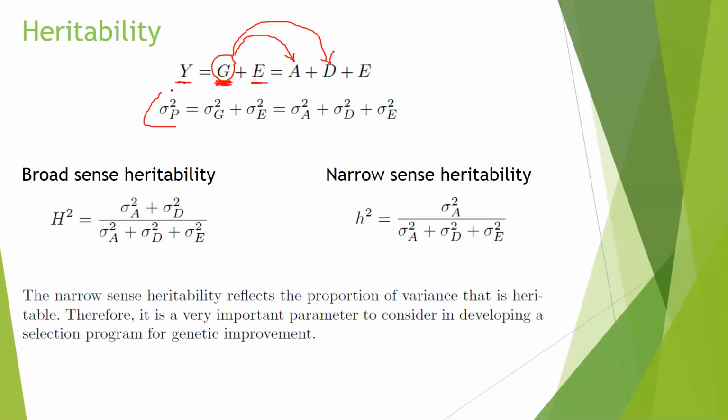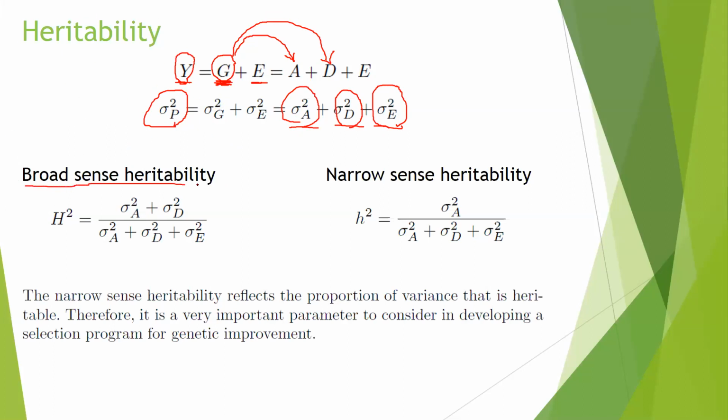So if we calculate the variance of the total phenotypic variation, we can write this total phenotypic variation into three parts. This is the variance due to the breeding value, the additive. This is the variance due to the dominance effects, and this is due to the random error. So this is how we decompose the total phenotypic variation into three parts.